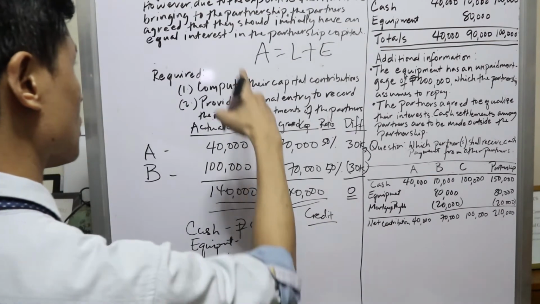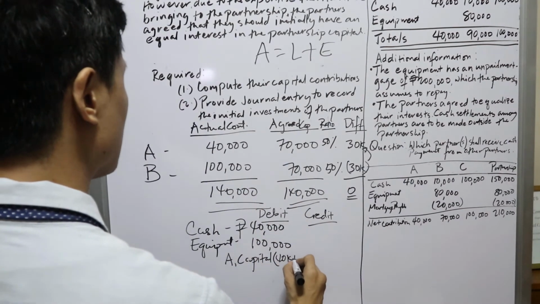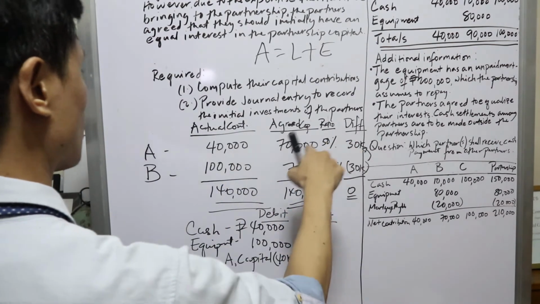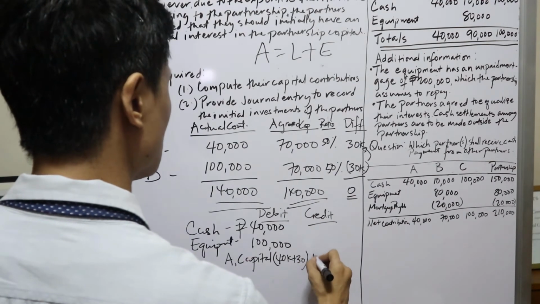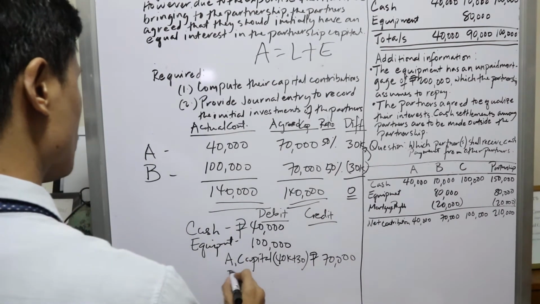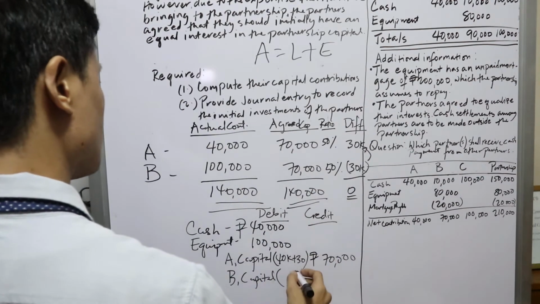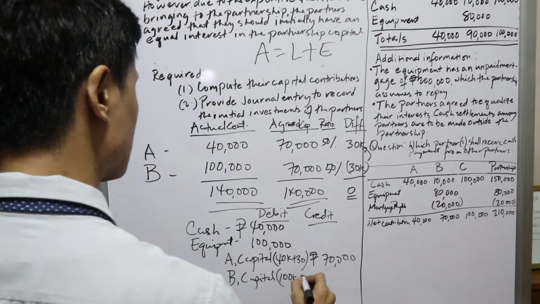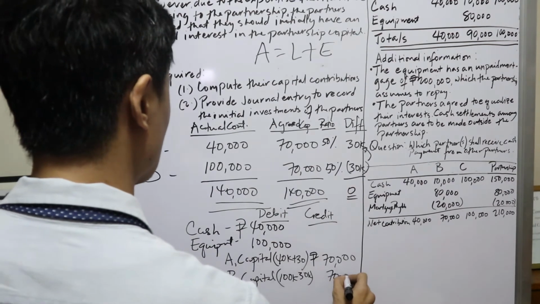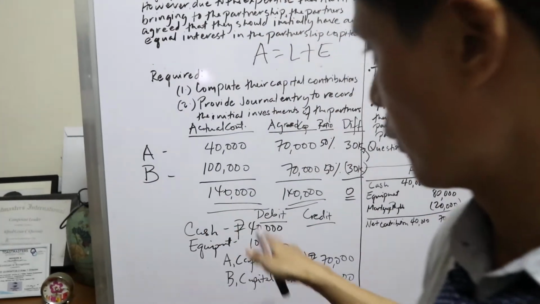So, kung kukunin natin yung computation, that's 40,000 plus 30 because of this. So, 40 plus 30 equals 70. So, lagay natin dito 70,000 to credit A's capital. And yung kay B naman, B capital would be this one is 120,000 less 30,000. So also 70,000. So that would be a simple explanation for that.